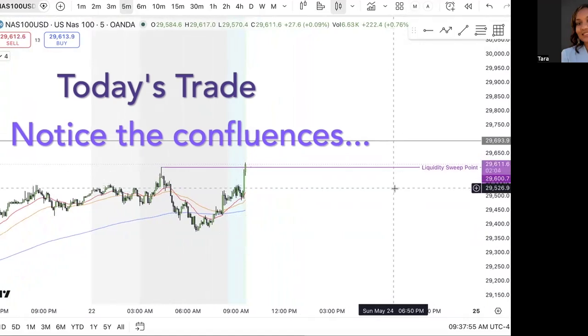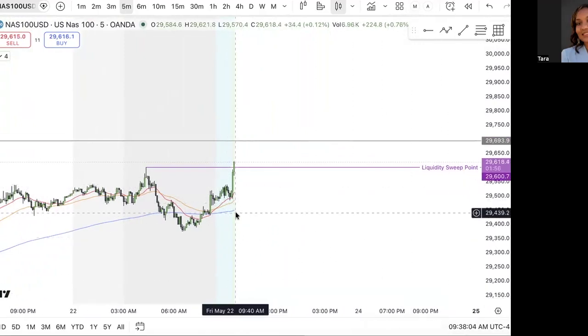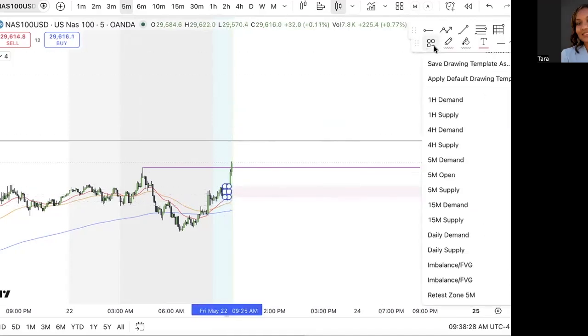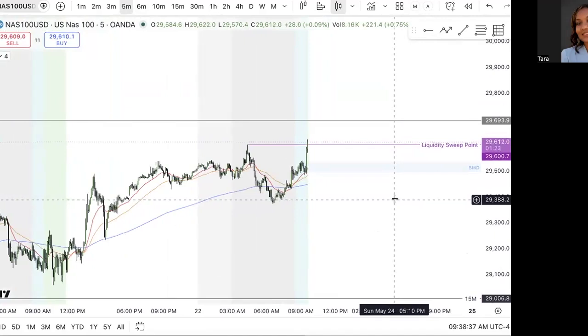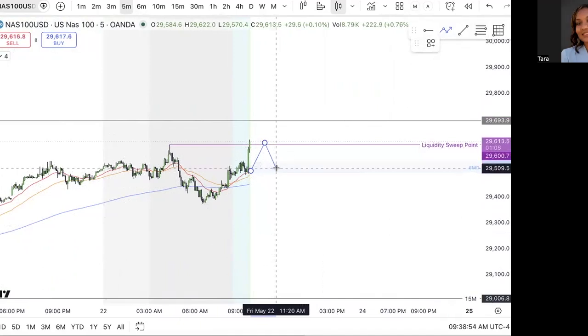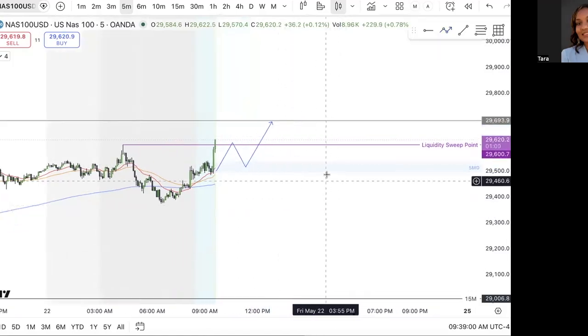Okay, so it's opening bell and we have a strong push up on NAS. And we can see that it has swept some liquidity already. And so now we're going to wait to see what happens next. Okay, now we have our zone marked and we are going to use our path tool. So we saw price leave this demand zone and we saw it break a resistance area. And what we're expecting is for it to come back into this demand zone and then continue to the upside. Okay, so we'll see if that happens.